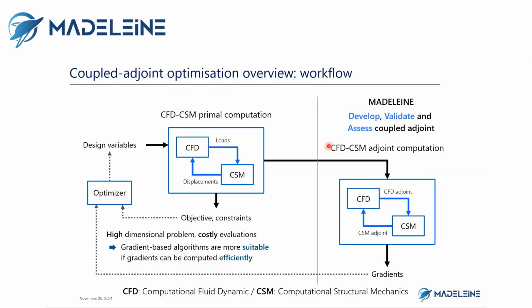So here, there were three objectives. The first one was to develop the coupled adjoint in the different frameworks, to validate it, and then to assess it on more complex test cases.